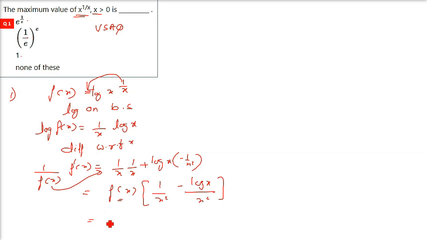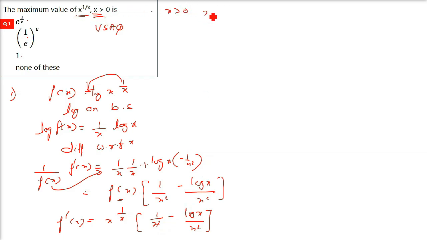So this is equal to x raised to 1 by x, and here inside we have 1 by x square minus log x by x square. You can write it as 1 minus log x by x square. Now since x is greater than 0, it is already given in the question, and in the very small answer question it was not given that time, so we proved it otherwise. Now here it's clearly given x is greater than 0.